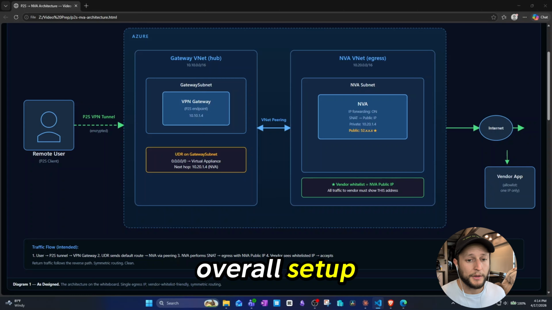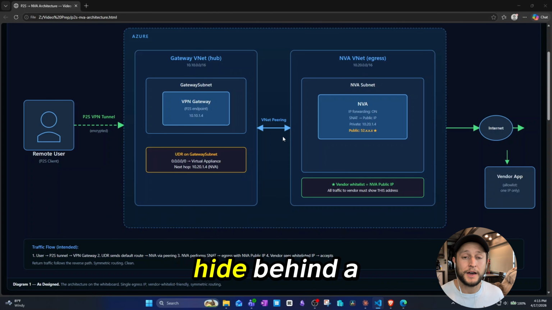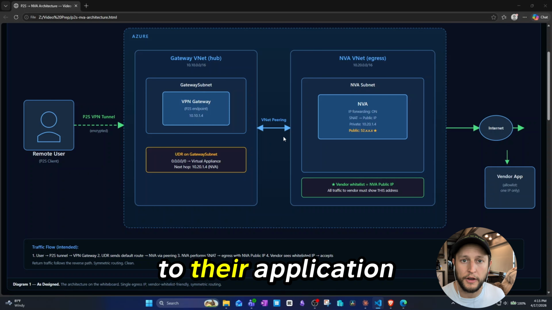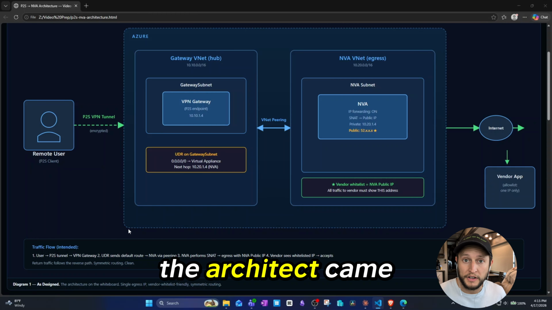So here's the overall setup, the design, if you will. We have a vendor running a third-party application, and that vendor requires us to hide behind a singular IP address so that they can whitelist it and provide access to their application. Perfectly fine. Design around it. So here's what the architect came up with.